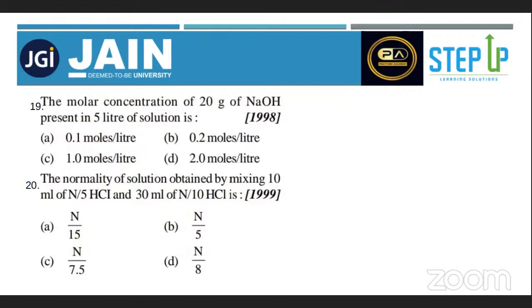This is easy. This is the molarity formula. Molar concentration of 20 grams of NaOH present in 5 liters of solution. Molarity, how will you find out? Number of moles of solute. So the number of moles of solute will be what? Mass by molecular mass, that is 20 by 40 grams. And this is basically in 5 liters, so I don't have to change it. If it is in milliliters, then I have to change it into liters. So this is 1/10, and 1/10 is nothing but 0.1. So 0.1 moles per liter.